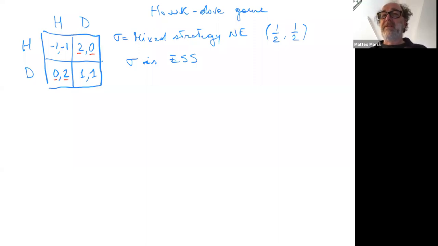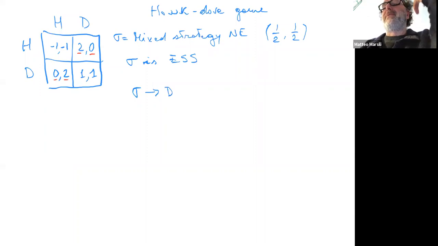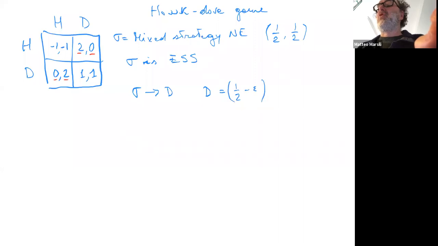So your payoff, so with probability one half minus epsilon, you will meet a hawk, and with the probability one half plus epsilon, you will meet a dove. Okay. So if you switch to a dove, so if you have say epsilon more doves, then the payoffs of those of doves will be equal to, with probability one half minus epsilon, you will meet a hawk, and then you will have zero. And with probability one half plus epsilon, you will meet a dove, and you will get one.